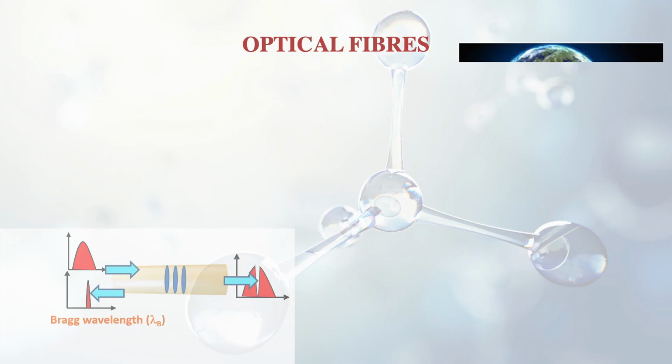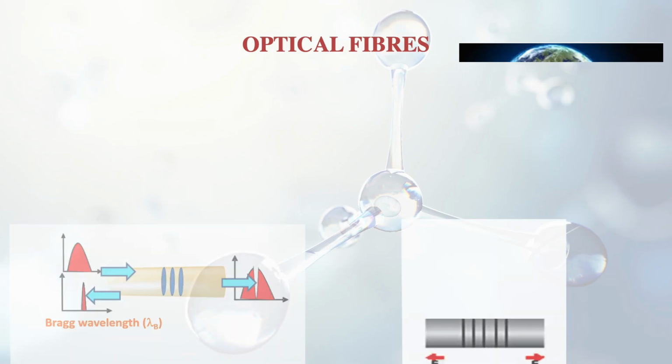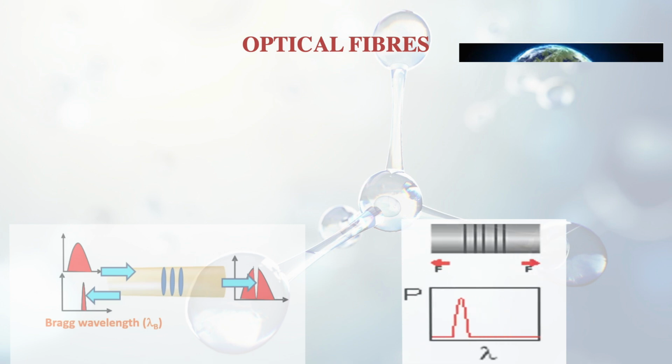Now this Bragg wavelength offers us the clue for sensing. If there is any kind of strain in the fiber, resulting from direct stress or from temperature or pressure, the periodicity of the gratings changes, and this alters the Bragg wavelength. So this serves as the measure of the particular parameter, like strain, temperature or pressure.